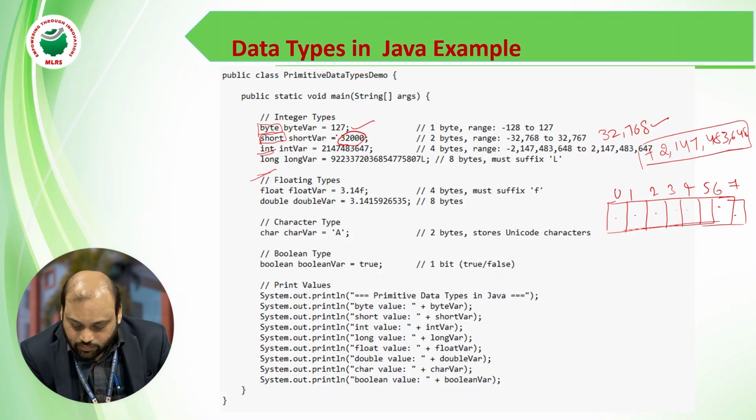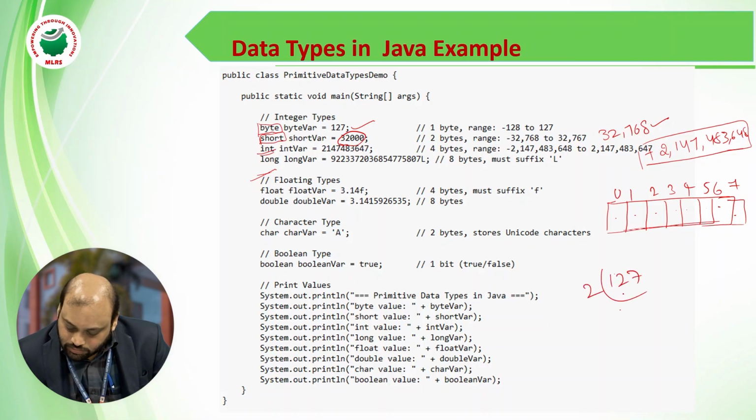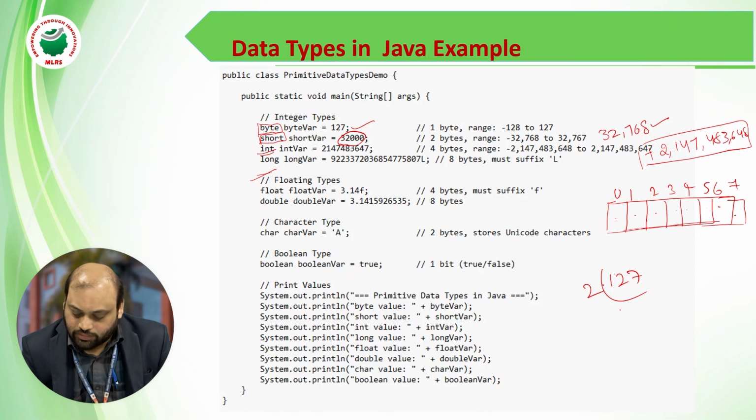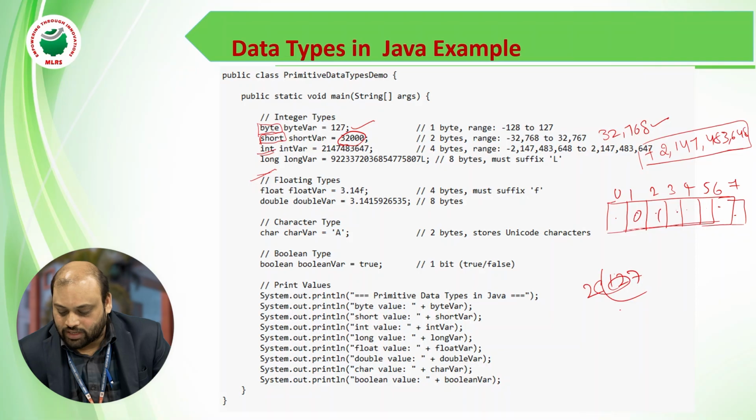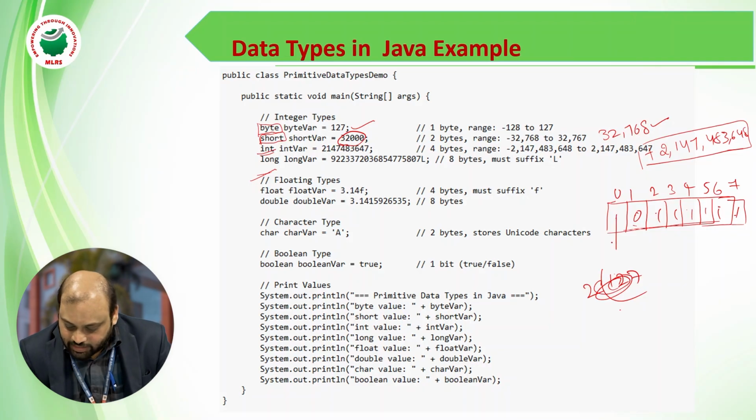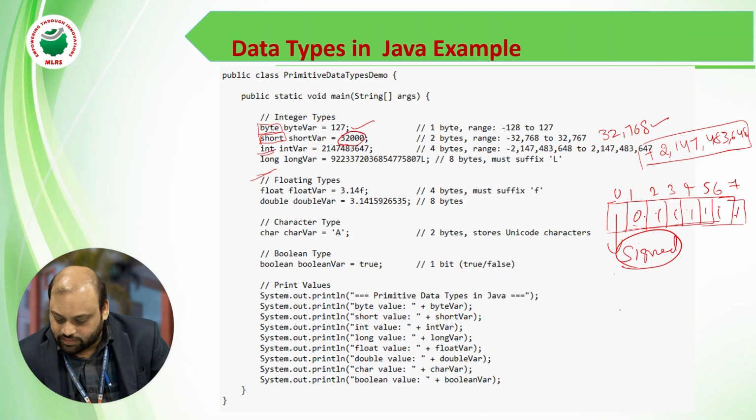For example, 127 and its binary equivalent. Assume it is storing 0 1 1 1 1 1, some value I am taking. Whether it is plus or minus, the sign bit we are storing here, the signed bit. And the value, any value, will be stored in the remaining binary bits like 0 1 1 1 1 1.